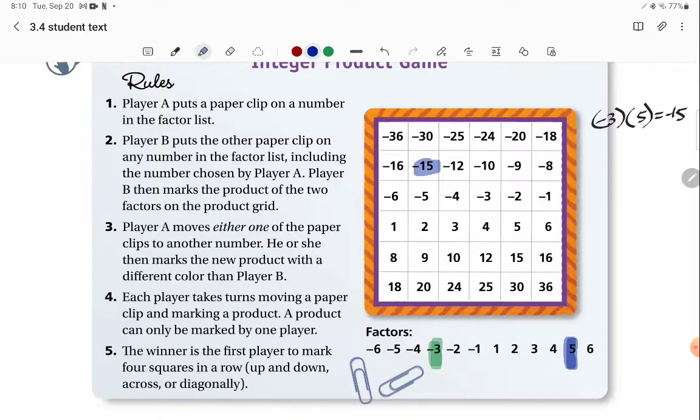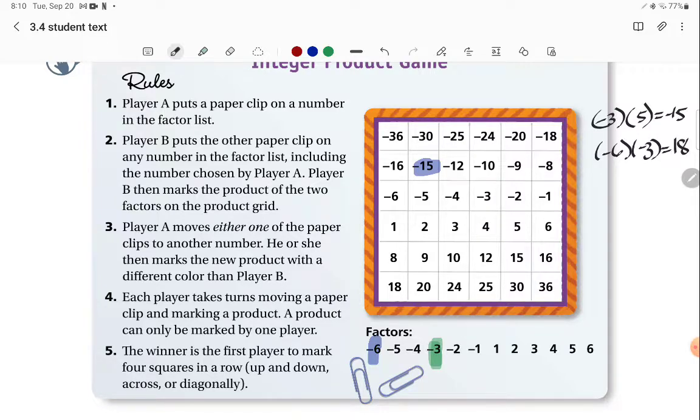Player A moves either one of the paperclips to another number. So let's say player A wants to move player B's paperclip, and let's say they want to move it to, I don't know, -6. Okay, so they move the paperclip to -6. He or she then marks the new product. So now with player A, this product, -6 times -3, that is a +18.